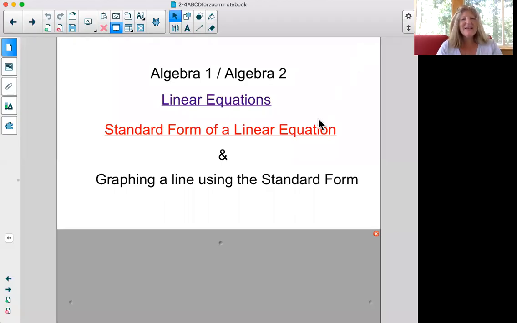Hello, algebra students. Today I'm going to talk to you about the standard form of the equation of the line. And then in the second part of this video, I'm going to show you how to graph a line if you're given the standard form of the equation of the line.